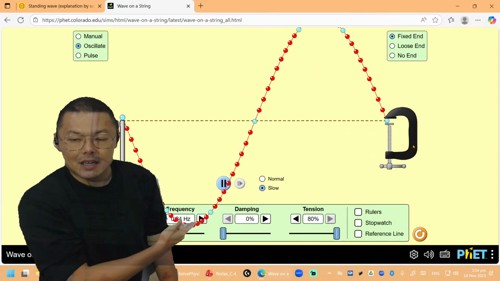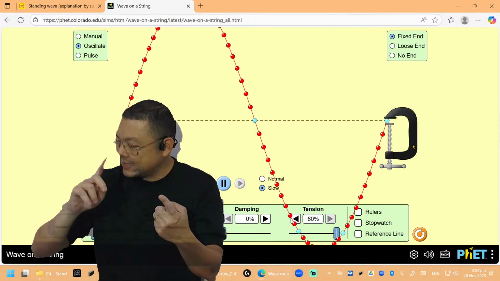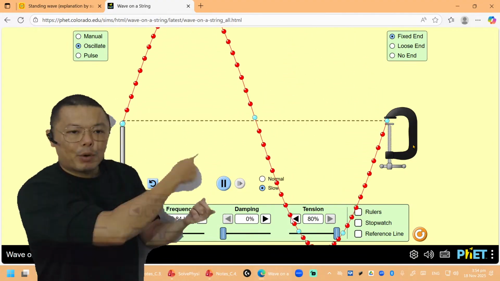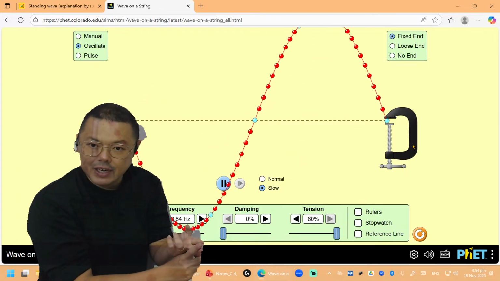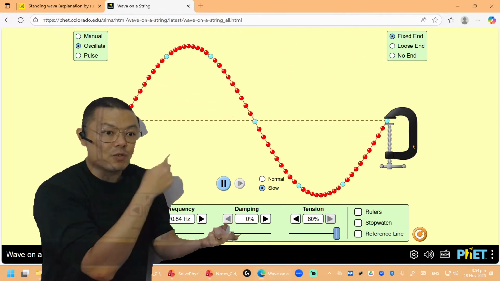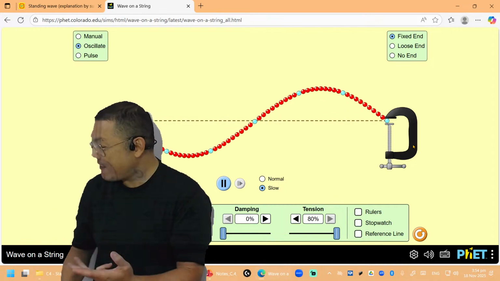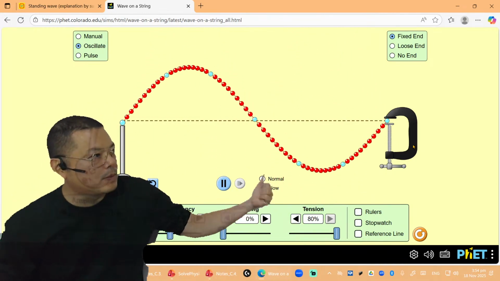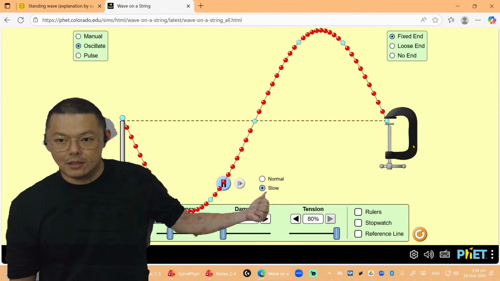This is resonance. If you hear things like this, standing wave, is this a standing wave? Yes, it is. Which harmonic is this? Second harmonic. This is resonance. That's why it's called standing waves and resonance. This is a form of resonance. Your instrument is resonating, right?